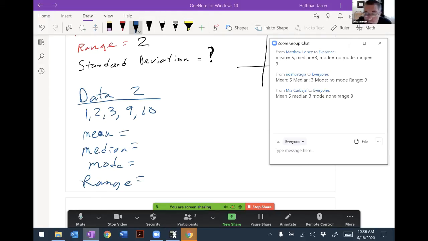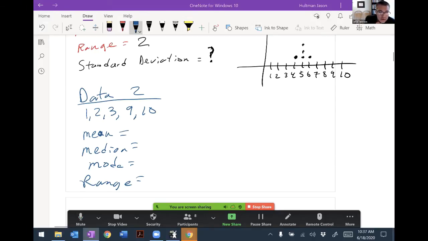Okay, so let's see what you got there. Matthew says mean is 5, median is 3, mode, no mode, and the range is 9. Noah says mean 5, median 3, no mode, range is 9, and Mia has the exact same thing. So you guys were absolutely correct. Now let's talk about standard deviation.